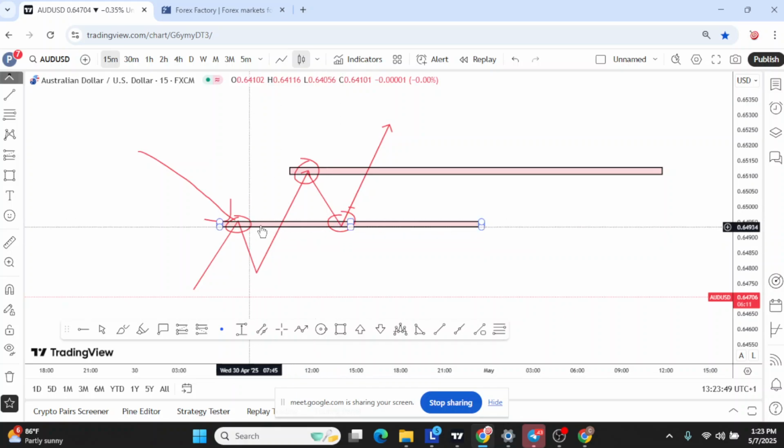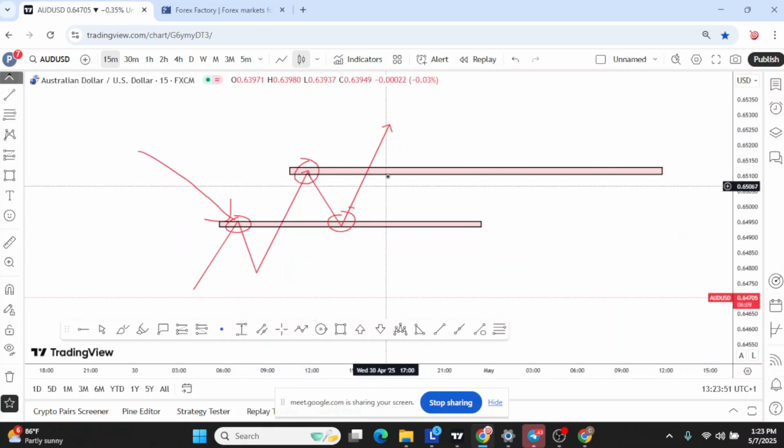Same thing we did here, where we wait for price to come. Always wait for price to come. If price fails to come to you, then you don't need to chase after it. Always wait for price to come.